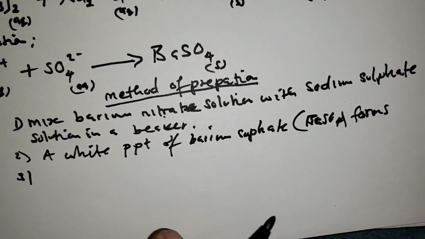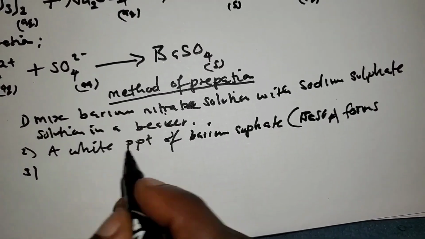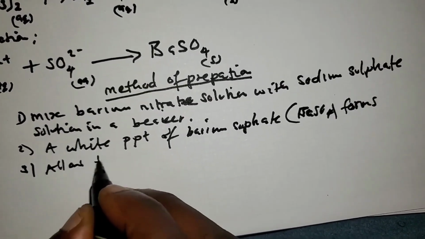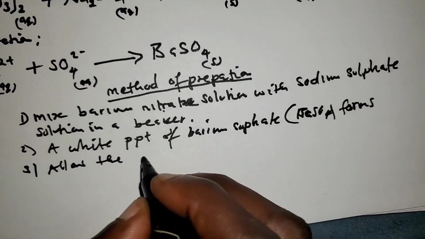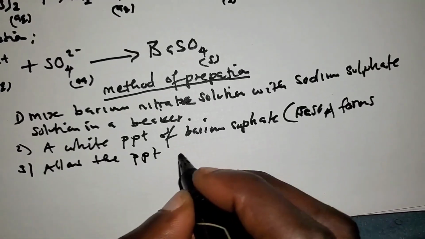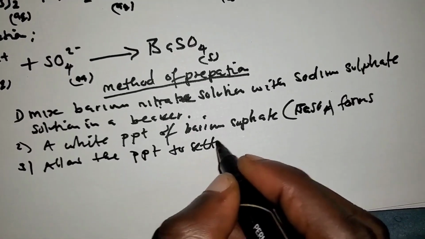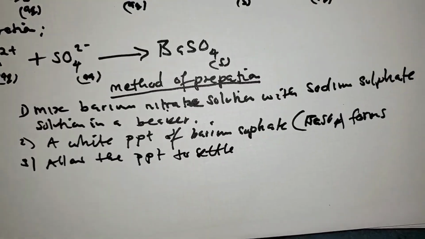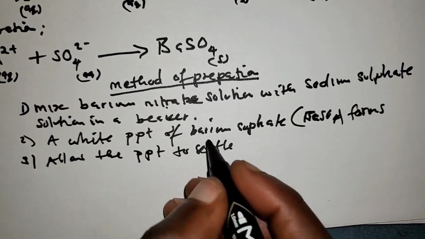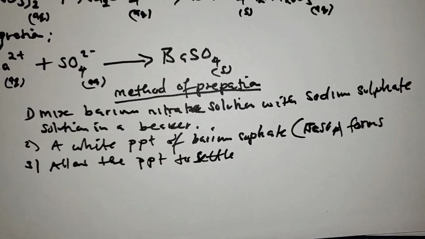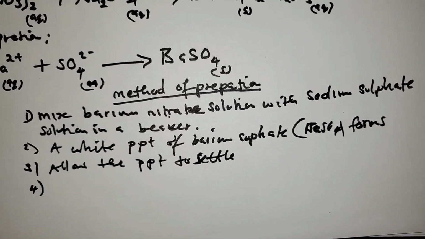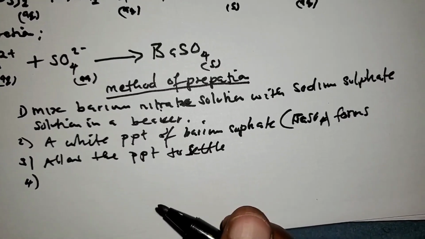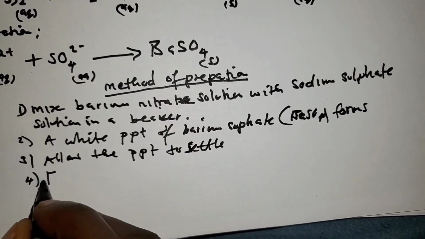Third step is allow this precipitate that is formed to settle. Allow the precipitate to settle. Number 4, after allowing the precipitate to settle, it's simple, just to filter.